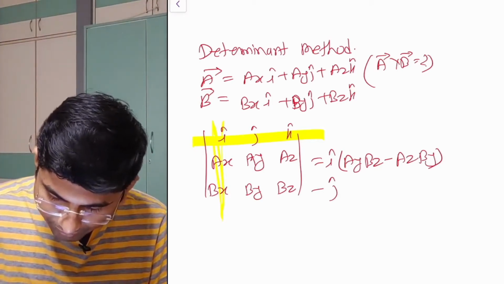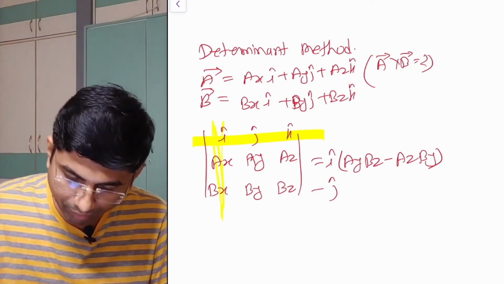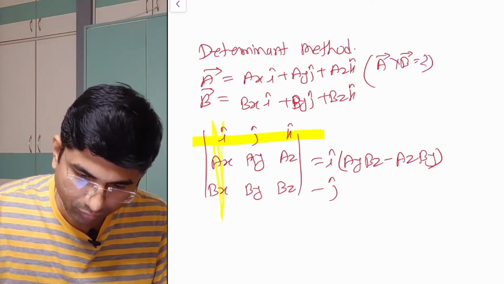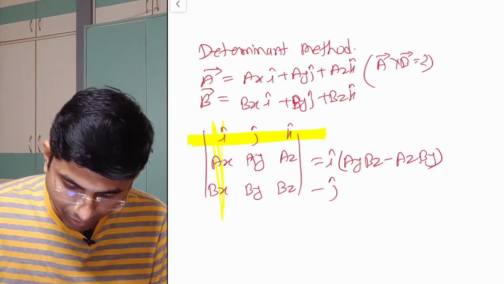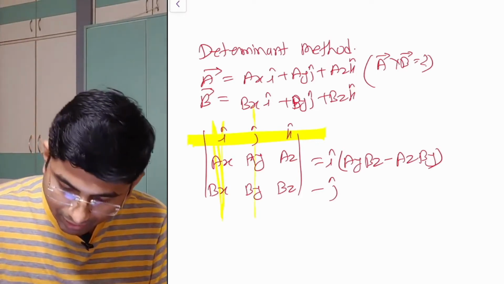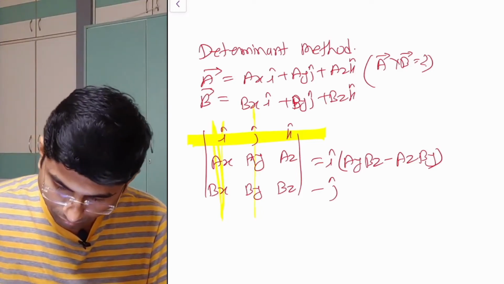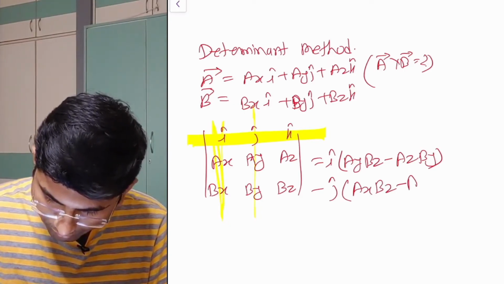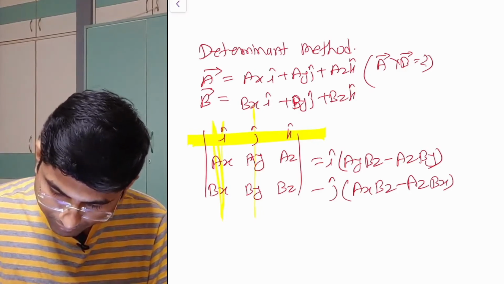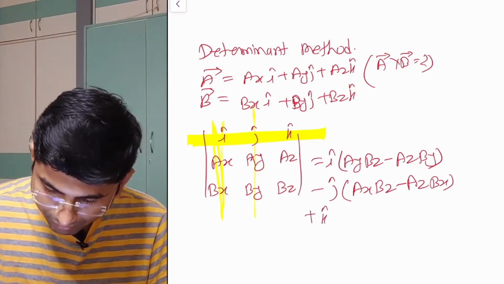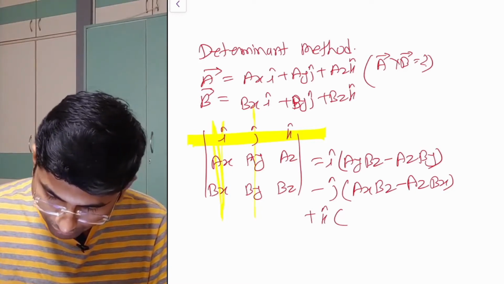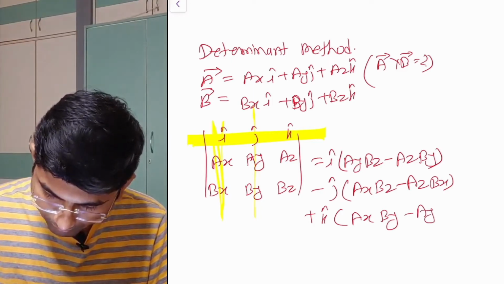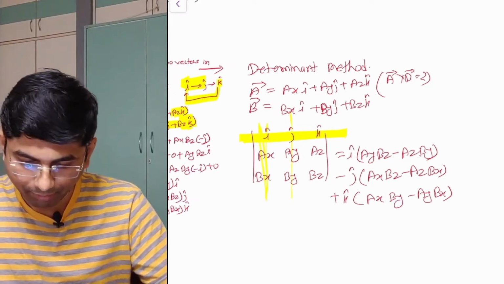Next is minus j. This is the way we solve the matrix. When I am having minus j, I will not consider the row of j and the column of j, and then my answer will be Ax Bz minus Az Bx. Plus, now k cap, the same method. Here it will be Ax By minus Ay Bx. Now here we will find there is a minus term.